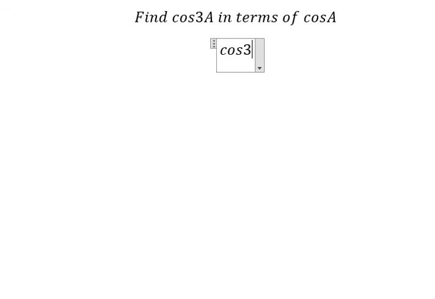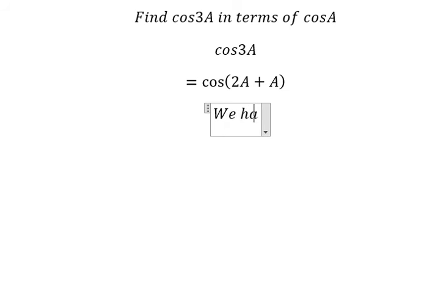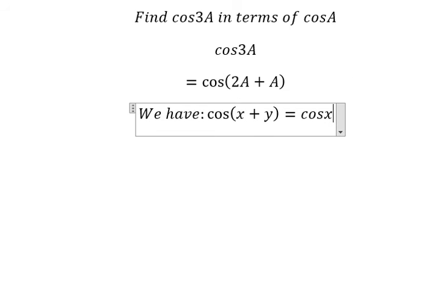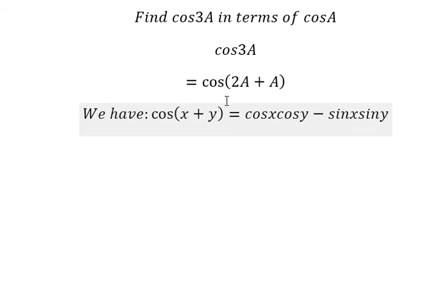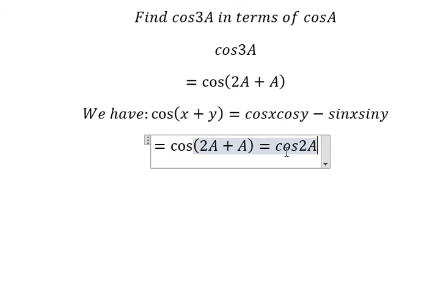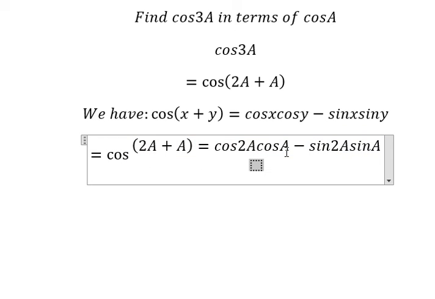We have cos 3A. We can write it as cos(2A + A). So we have the formula here: cos(x + y) = cos x cos y − sin x sin y. So 2A is x and A is y. So we can write cos 2A cos A − sin 2A sin A.